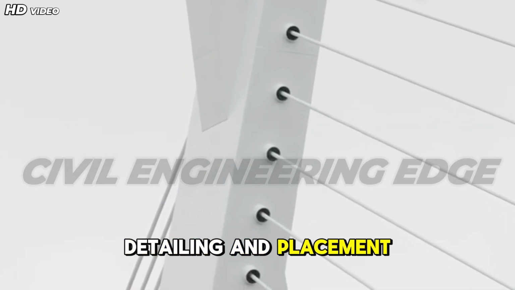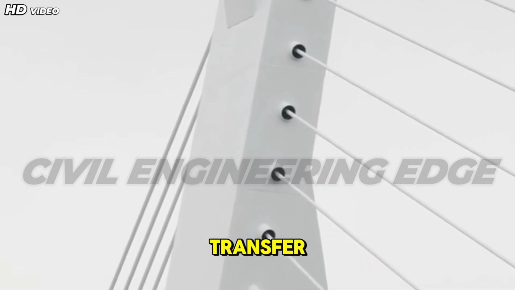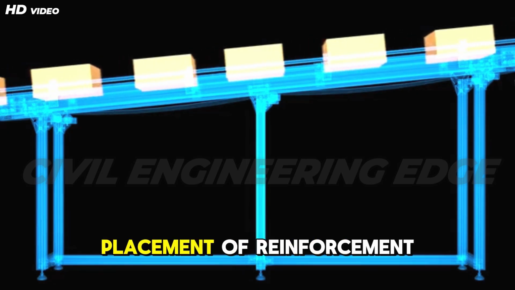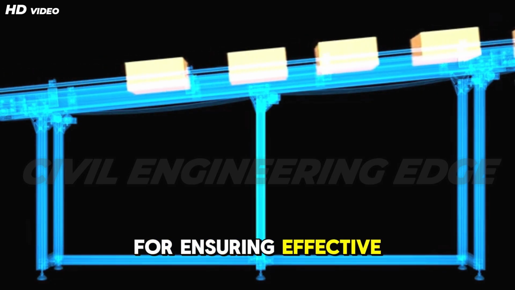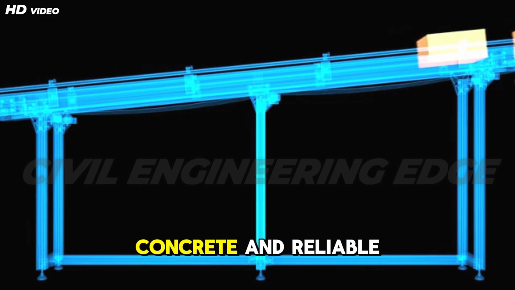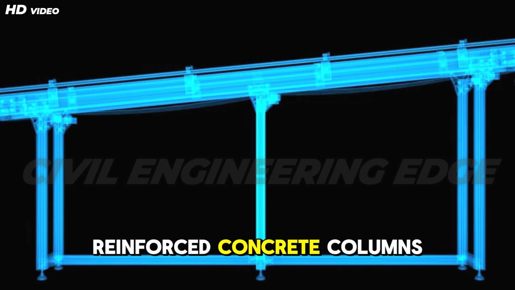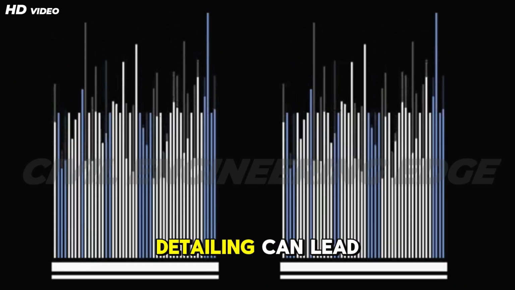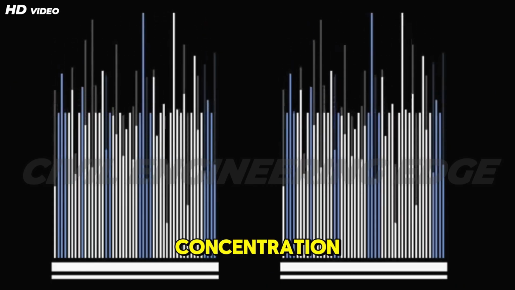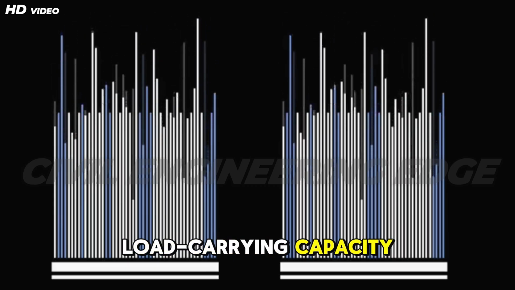Detailing and placement of reinforcement bars for proper bond and load transfer. Proper detailing and placement of reinforcement bars are critical for ensuring effective bond between steel and concrete and reliable transfer of loads within reinforced concrete columns. Even minor errors in reinforcement detailing can lead to stress concentration, premature cracking, or loss of load carrying capacity.